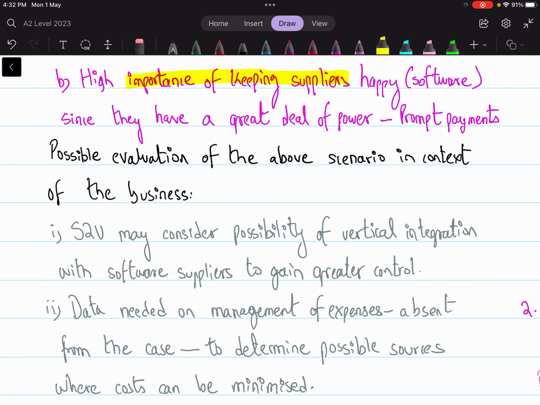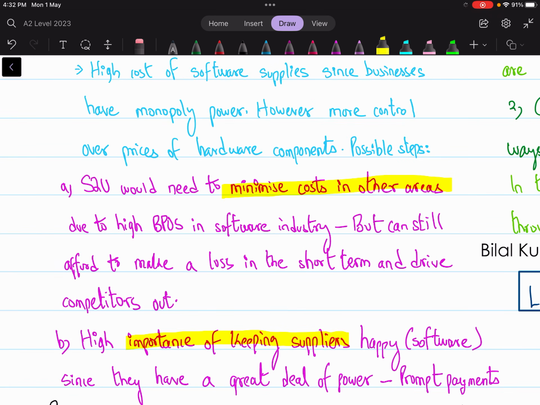And also, in the first point A, we mentioned that S2U would need to minimize cost in other areas. But then again, in order for us to suggest it better, it would be important for us to have information regarding the cost in other areas.